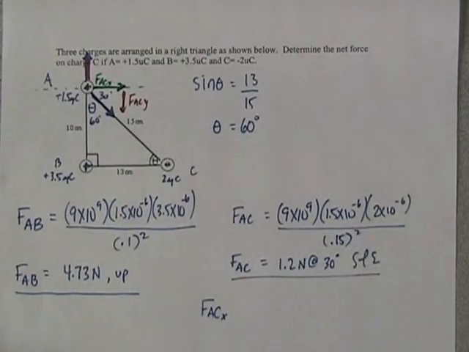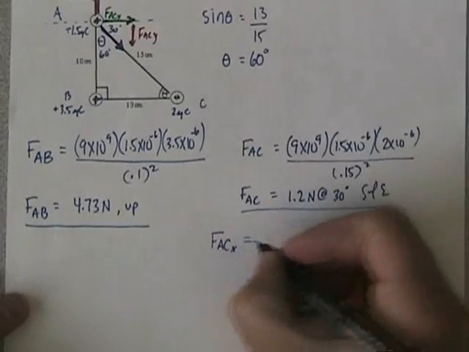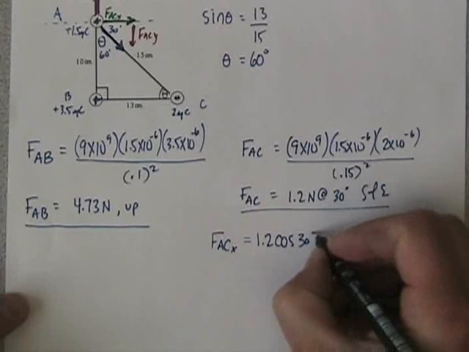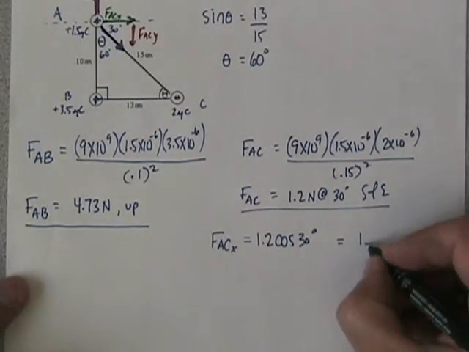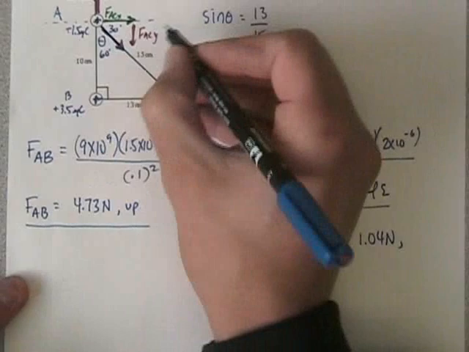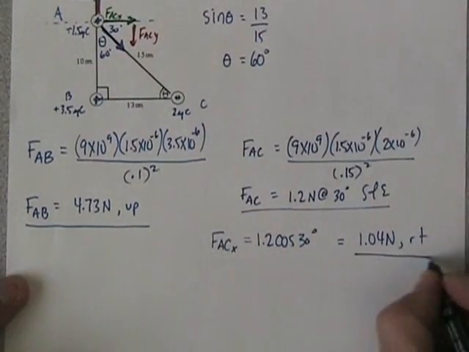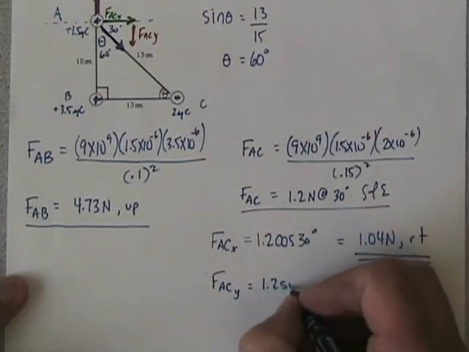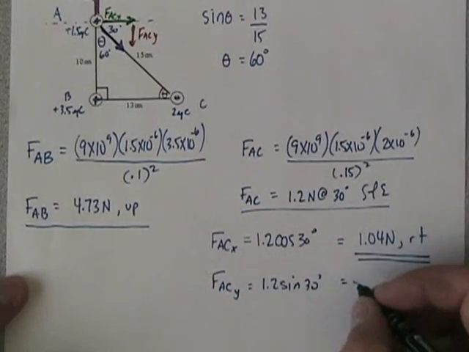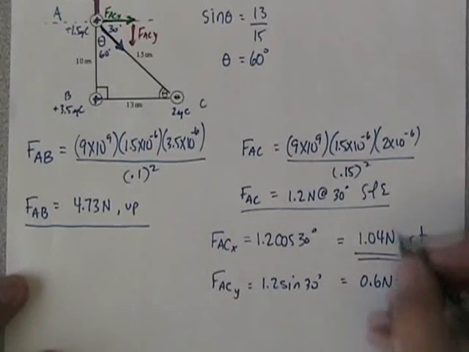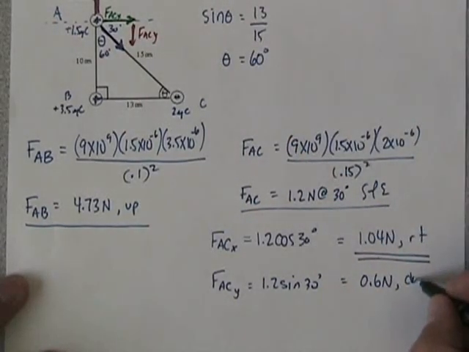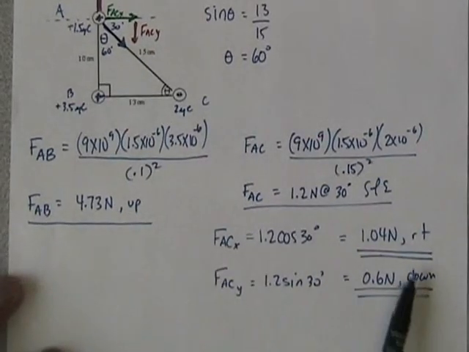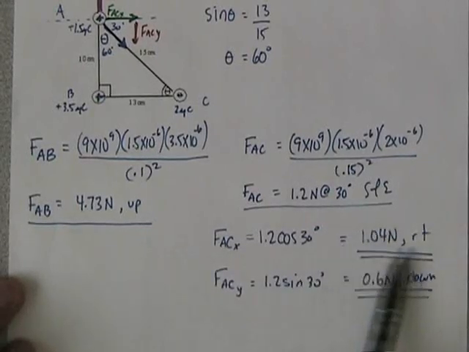FACX is going to end up being 1.2 cosine of 30 degrees, which is 1.04 newtons, and look at the direction, it's right. And then my FACY is going to be 1.2 sine of 30 degrees, which will end up being 0.6 newtons, and look at the direction, it's down. So now all we've got to do is map our ups and downs together and our rights and lefts together, and there is no left, so it's going to be right.